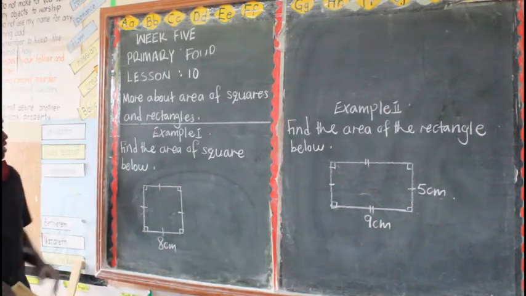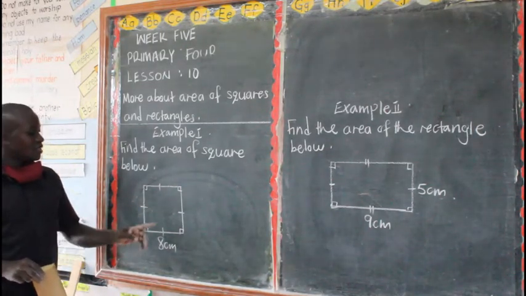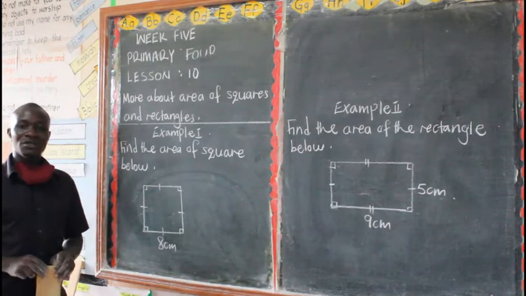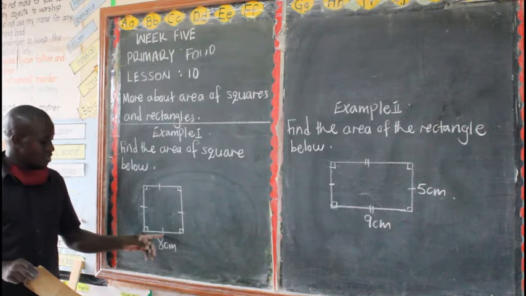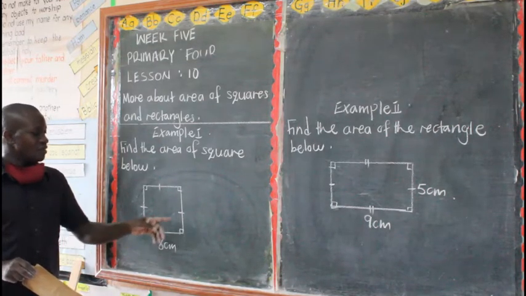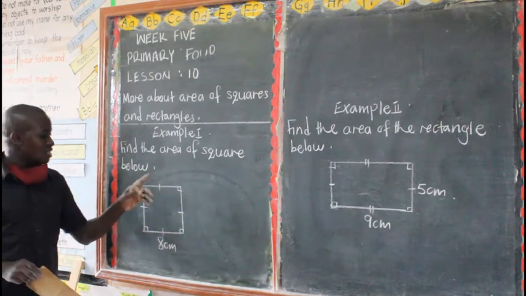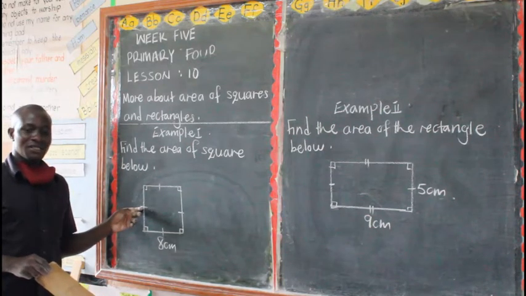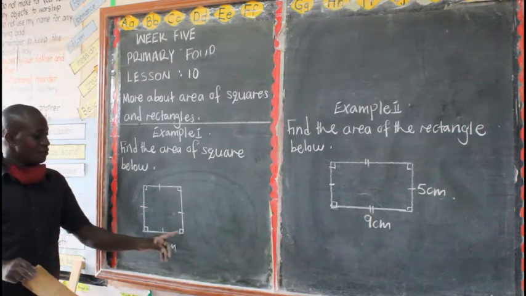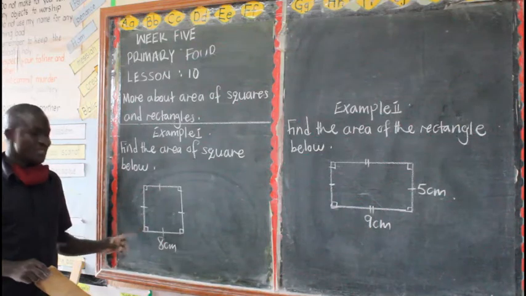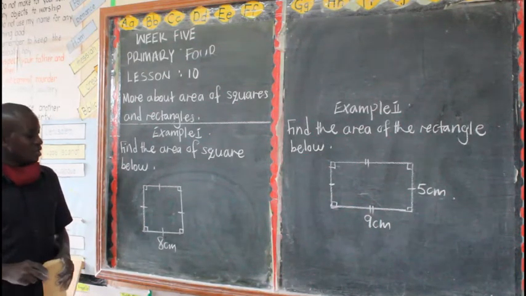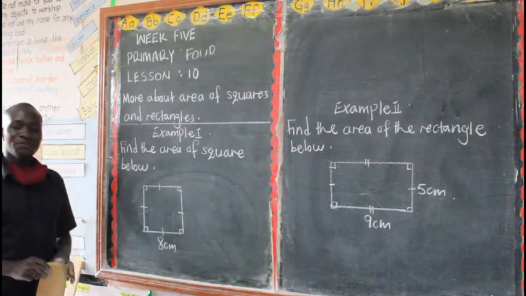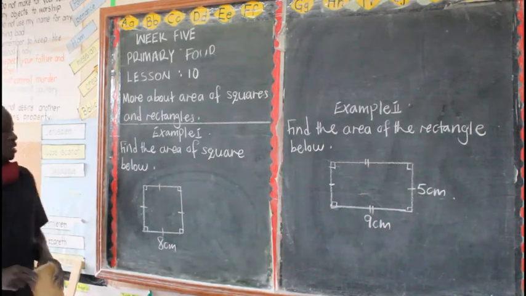Therefore, this is a square. And a square has these symbols to show that all sides are equal. One side is shown here, 8. Meaning, even this side is 8, even here is 8, even here is 8 centimeters. And we have these symbols here. This is a symbol for right angles. When you are drawing a square, all these corners must be right angles.